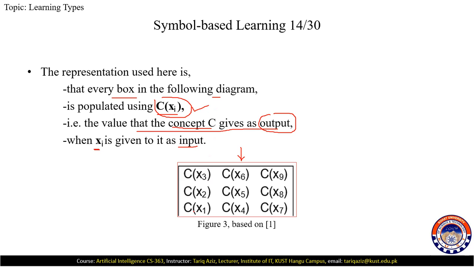So look at this C(x_1), C(x_2), C(x_3), then C(x_4), C(x_5), C(x_6), C(x_7), C(x_8), C(x_9). Okay. But how much total possibilities? 256 possibilities, because we are talking about 2 raised to the power 9.